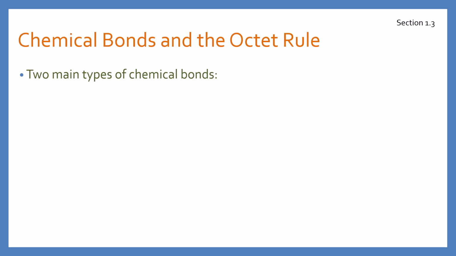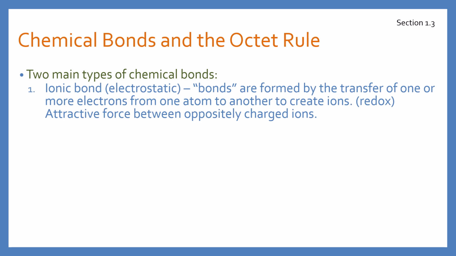There are two main types of chemical bonds. The first type is the ionic bond, also called an electrostatic bond. "Bond" is used in quotations because the word is being used kind of loosely here. Ionic bonds are formed by the transfer of one or more electrons from one atom to another to create ions. In other words, a redox reaction. This is an attractive force between oppositely charged ions.